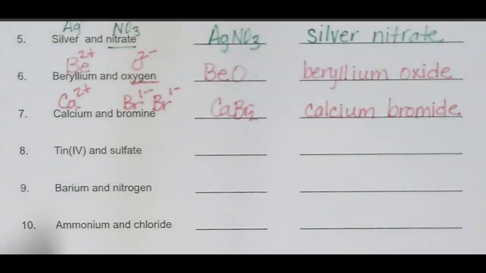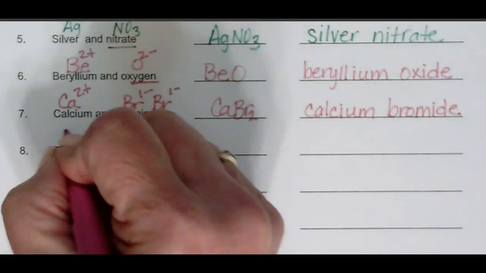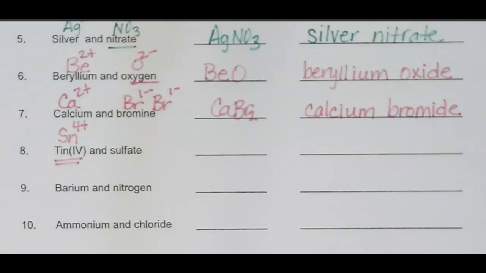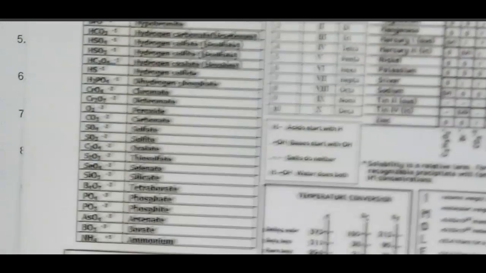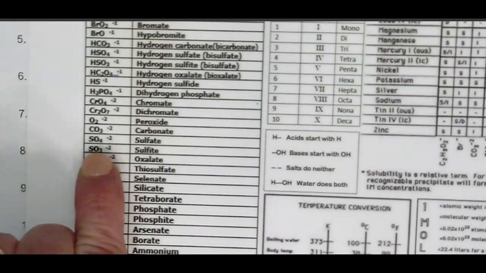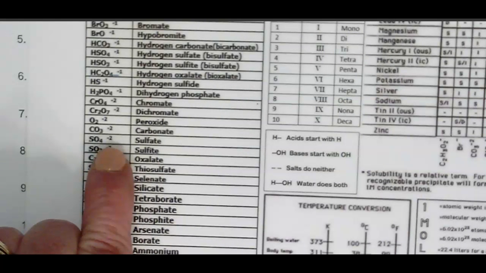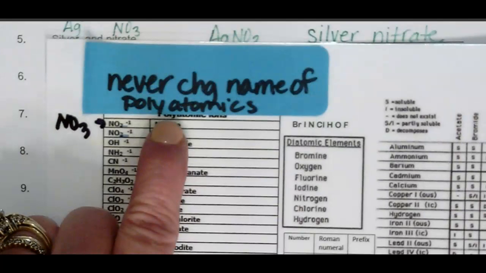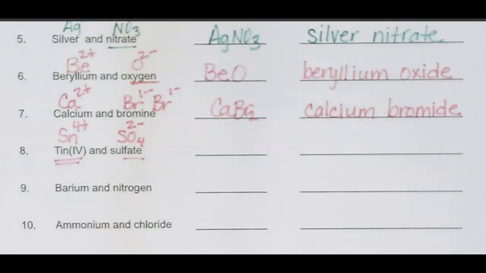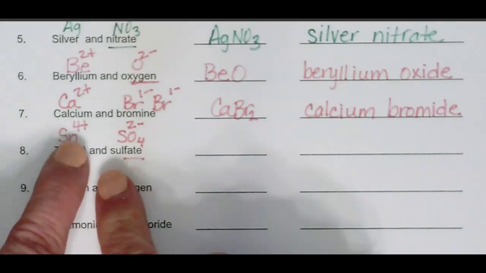Number 8, tin(IV). So it's already given me the charge because it gave me the Roman numeral. So Sn is tin. It tells me it is a 4+. Sulfate. That should ring a bell that that's going to be on my polyatomic page. Sulfate is SO4, and it is a 2-. And remember, we never change the name of the polyatomic. So it's SO4, and it's a 2-. Now, when you look at this one, I have 4 positives and 2 negatives.